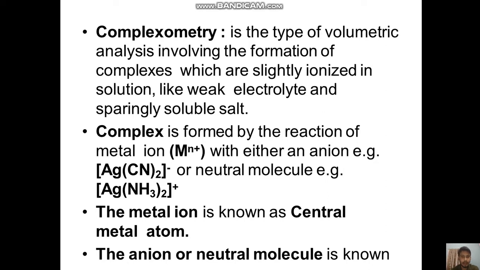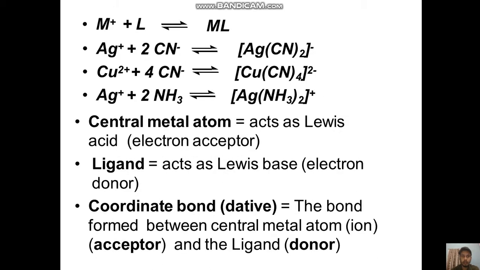And a complex is formed by the reaction of a metal ion with either an anion or a neutral or a positive ion. Examples are given here, you can see. The metal ion is known as the central metal atom. The anion or neutral molecule is like this. Here you can see the reactions I have given, with the central metal ion forming complexes with other anions or neutral molecules.